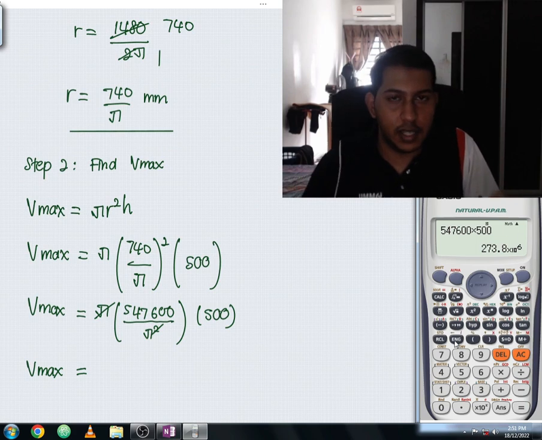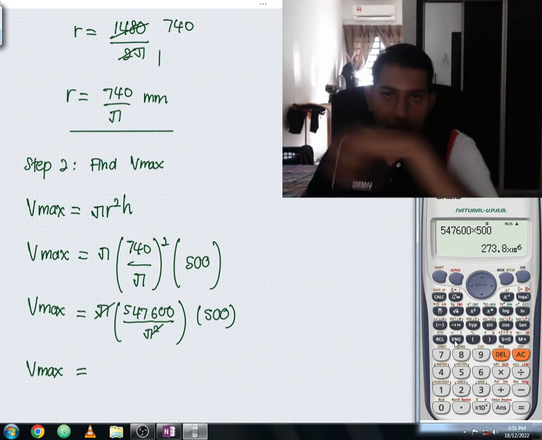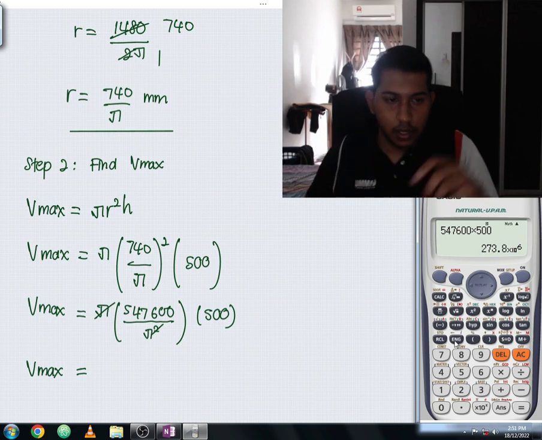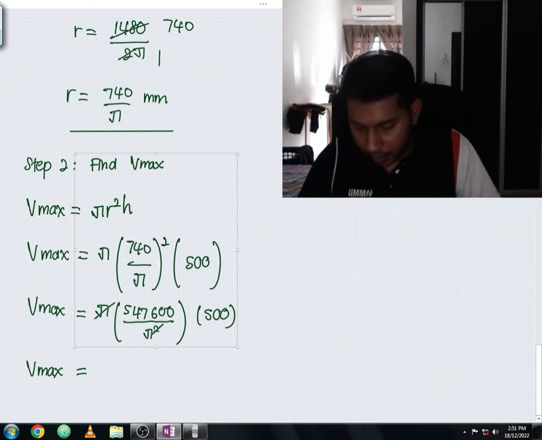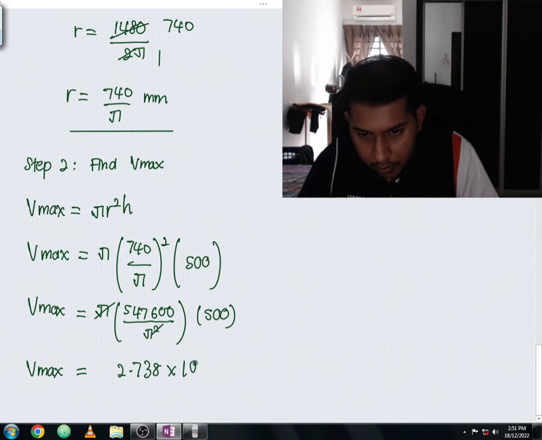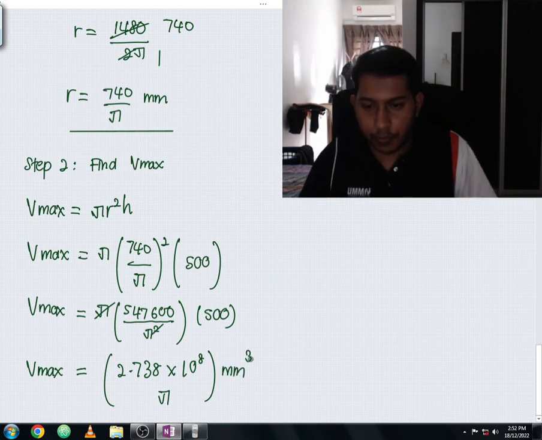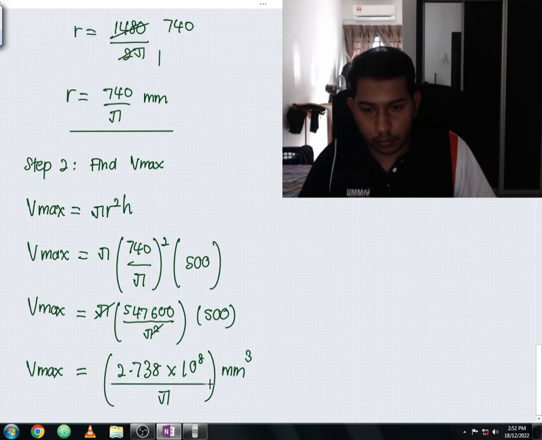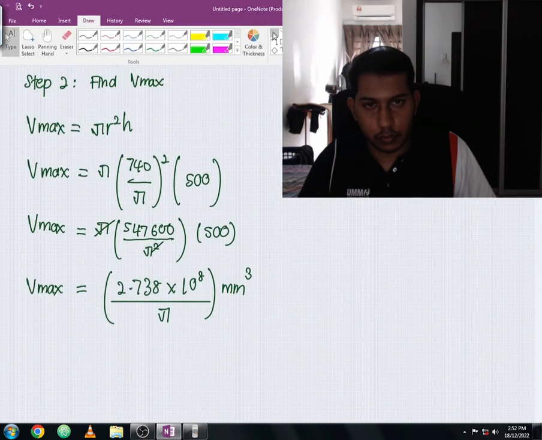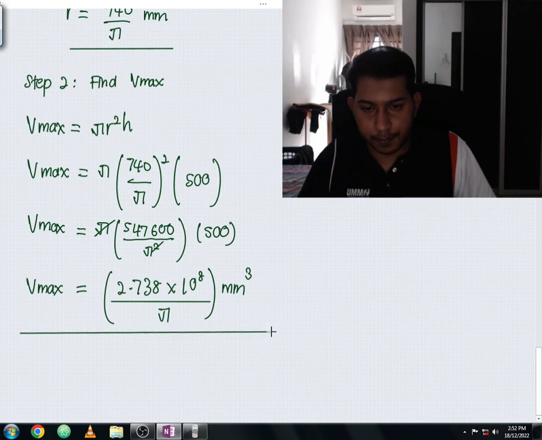So from here we convert it into standard form. You get 273.8 times 10 to the power of 6. That 0.8 we can move another 2 decimal points in front, so it becomes 2.738 times 10 to the power of 8. So from here you get 2.738 times 10 to the power of 8 divided by pi millimeter cube. Let me underline the fraction. So this is your final answer.